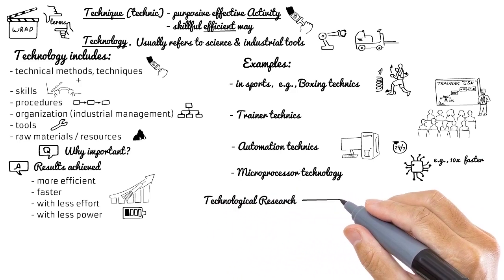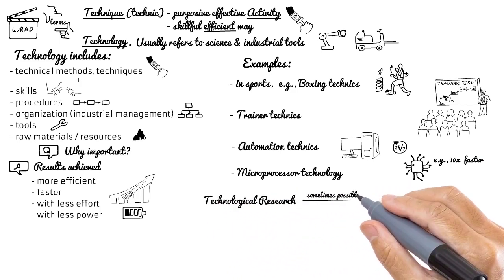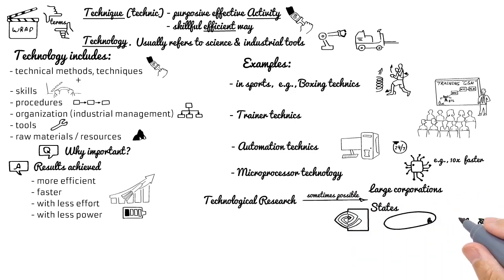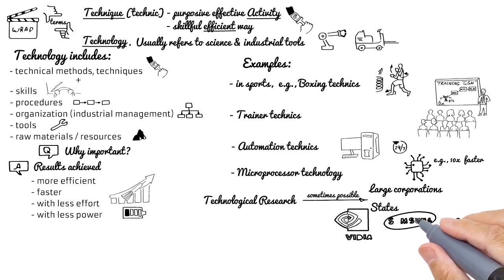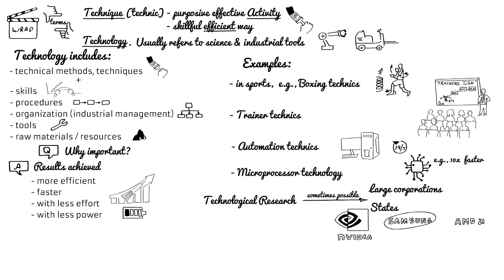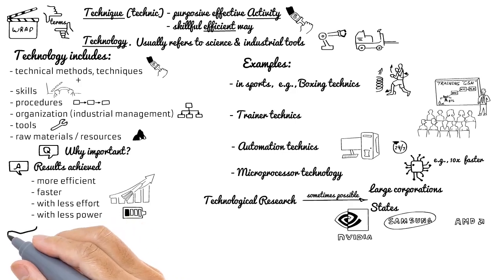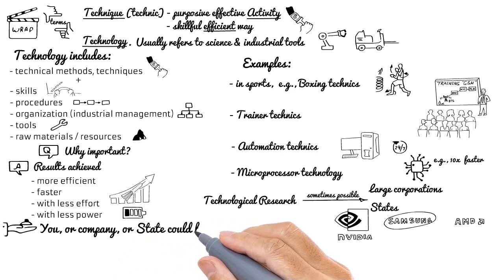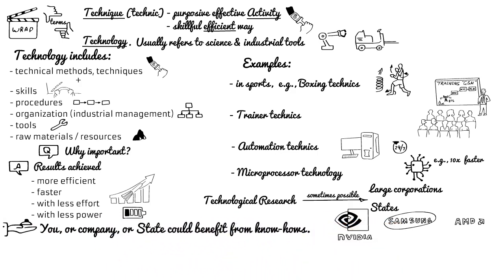Sometimes technological research can be possible only for large corporations or even states, because it may require decades of spending without a final result, which can bring some companies or even countries to a higher level of technological advance. These are all examples of knowing techniques and technologies, where you personally or your company or your country could be definitely ahead of others who don't know or don't use them.